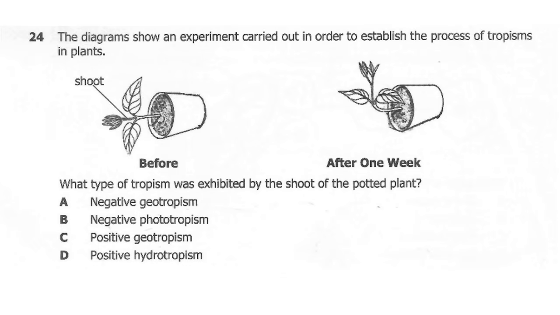Question 24. The diagram shows an experiment carried out in order to establish the process of tropism in plants. Before, after 1 week. What type of tropism was exhibited by the shoot of the potted plant? A. Negative geotropism. B. Negative phototropism. C. Positive geotropism, and D. Positive hydrotropism. So what's the correct answer, chat? Is it A, B, C, or D?